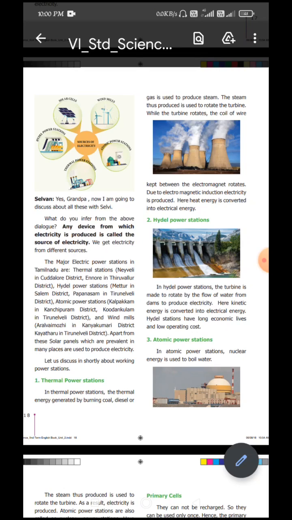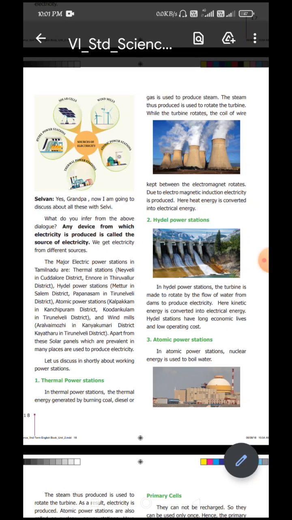Next, let us see the next one, the hydel power station. This is the hydel power station. In the hydel power station, the turbine is made to rotate by the flow of water from dams to produce electricity. Here kinetic energy is converted into electrical energy. Hydel stations have long economic lives and low operating cost. Here it is based on the force of the flow of water.